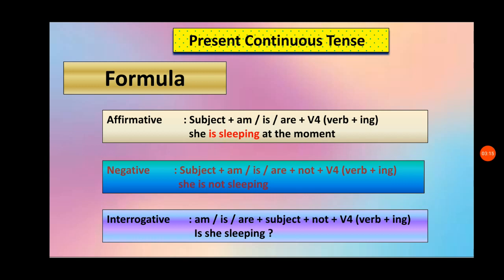And in the negative, we just have to add not after the be verb, and not after the verb ing. If we add not after the verb ing, it will be a meaningless sentence. So subject plus be verb plus not plus v4. So she is not sleeping. It means she is waking up.